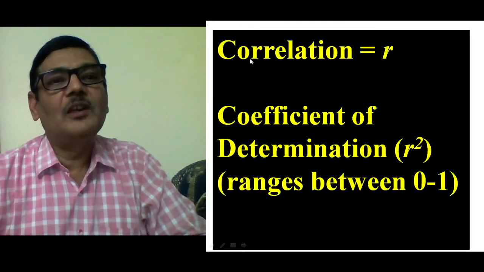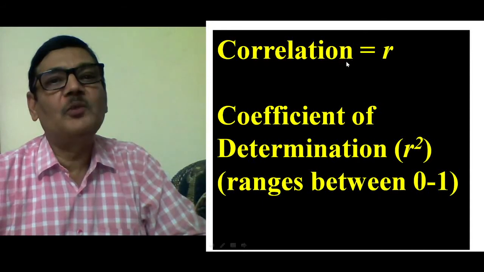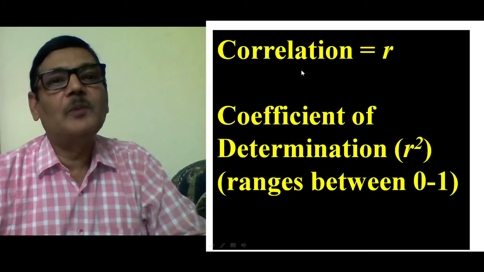See, we generally calculate correlation between two events which occur one after the other or which may be simultaneously occurring, and that relationship we indicate by small r. And if we simply square this value, then that gives the value of coefficient of determination.